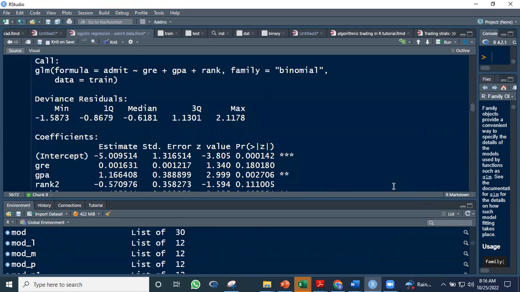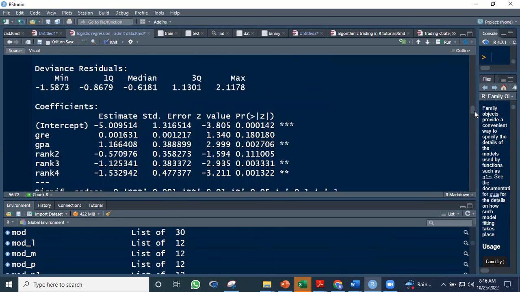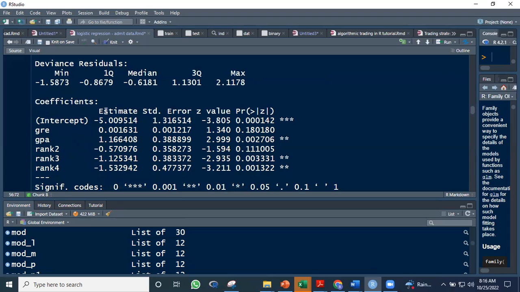Right. So we now have this output. Let's take a look at this first. So this is the formula that we're using. Admit, regress on GRE, GPA, and rank. Binomial, we're using the GLM, generalized linear model. Okay, and then we can see here the coefficients. The intercept is significant. GRE is not significant, no? At 0.18. GPA is significant.